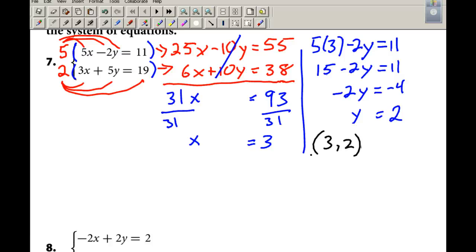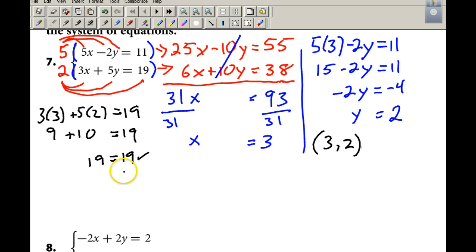Go ahead and double check that. Plug it back into the bottom one. See if you get, in this case, 19 equals 19. If you don't, something's wrong. All right, so go ahead and do that. I'm going to plug in 3 and 2. So 3 times 3 plus 5 times 2 equals 19. Does it work? Yeah, sure enough, we're okay. There you go.